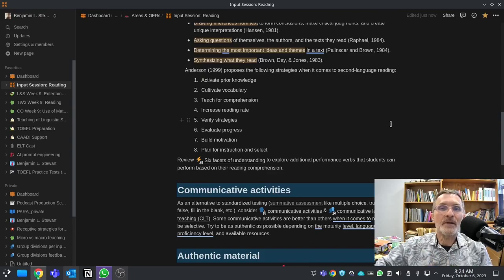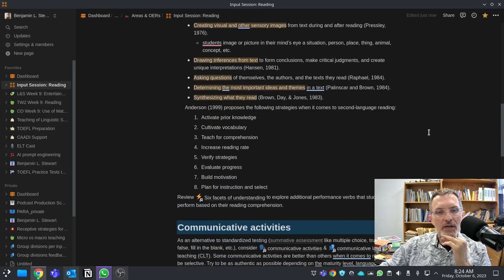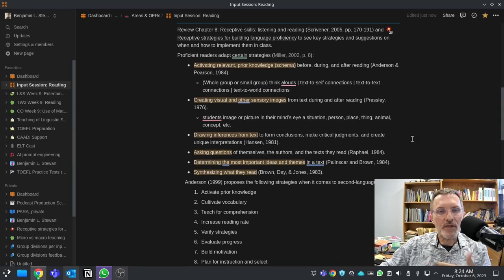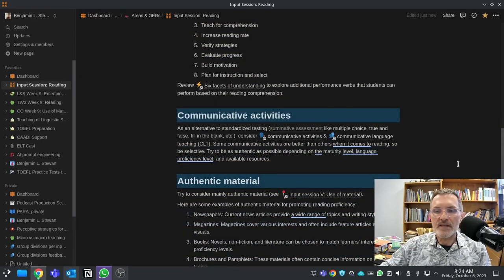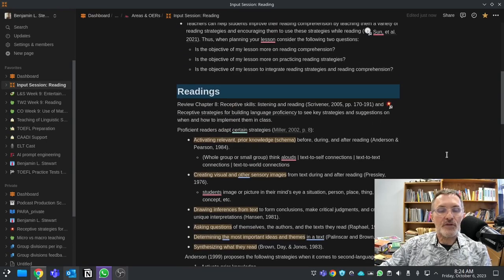So try to review the different strategies. See which ones stand out for you depending on the objective, the learning goal or objective of the lesson. And try to think in terms of strategies, helping your students perform these strategies to help understand the text that they're asked to read. The last thing I'll mention here is think of your lesson either in terms of drill and practice or more towards a communicative class.